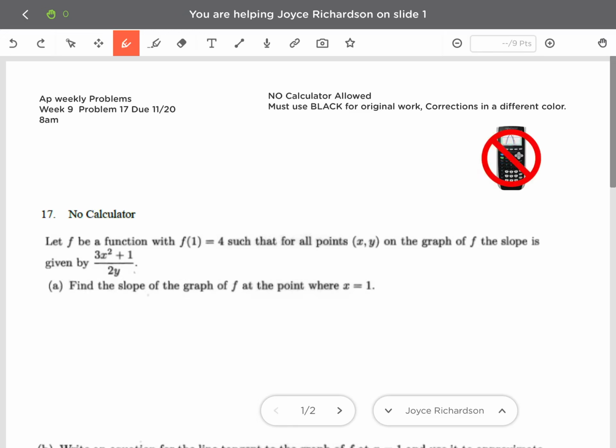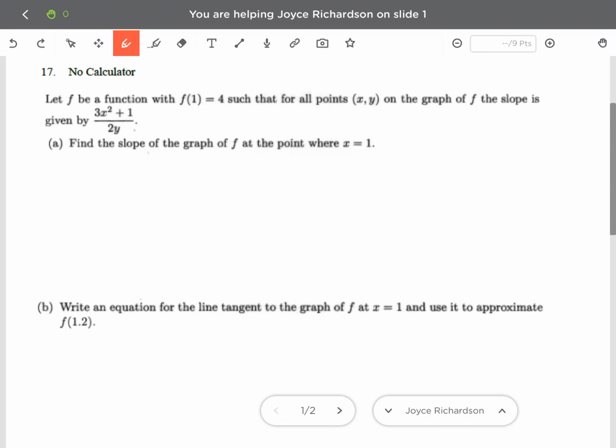Hi, AP Calc. Here we go, looking at week 9 problems, number 17, that was due last week on November 20th. And the first one says to find the slope of the graph at the point where x equals 1.